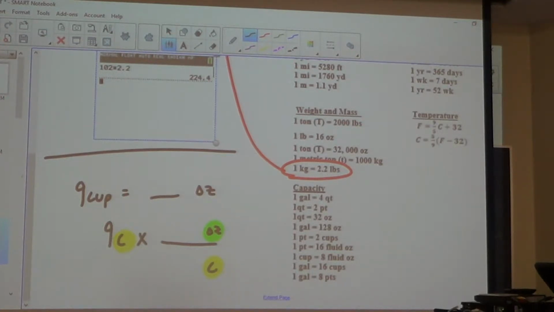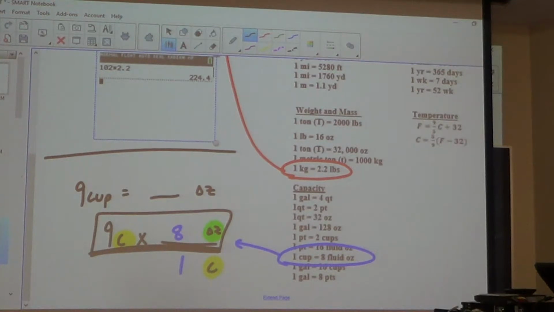Then I'm going to look and try to find me a something. I'm looking for ounces and cups. Do you see an ounce and cup? Right there. So what am I going to put next to the ounce? 8. What am I going to put next to the cup? 1. Am I going to multiply or am I going to divide? Multiply. For this one, you're going to multiply. 9 times 8 is 72. What are my units going to be?